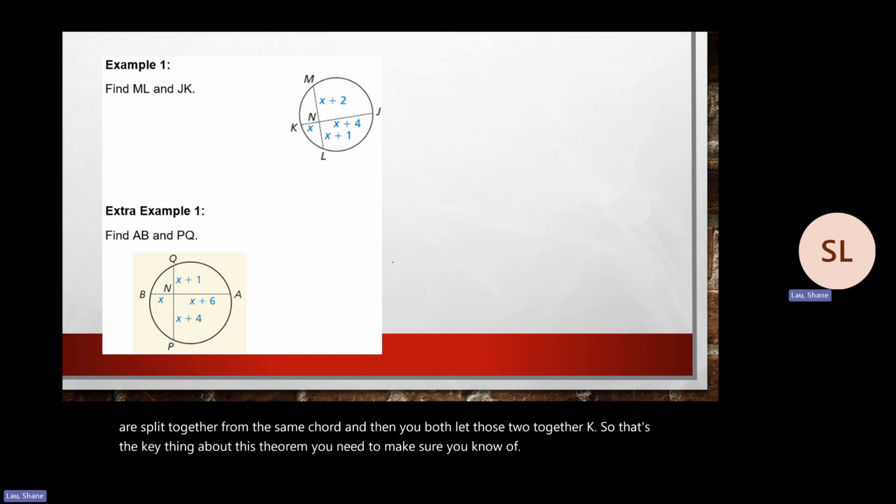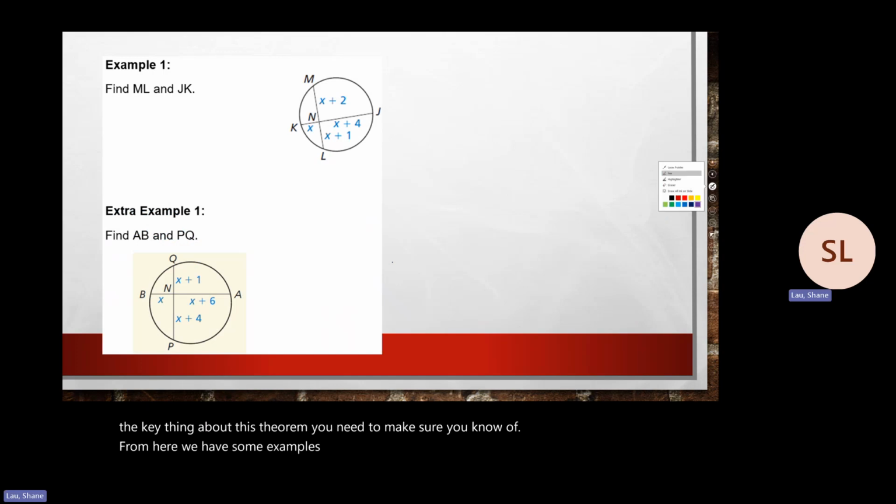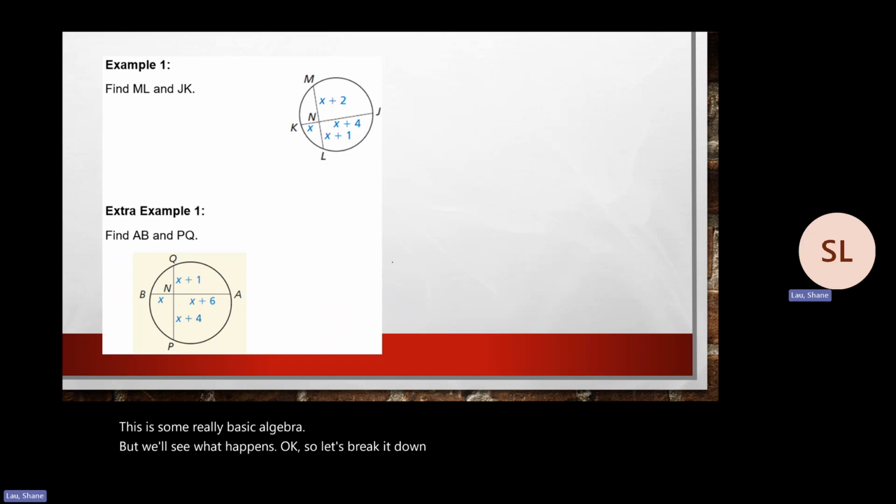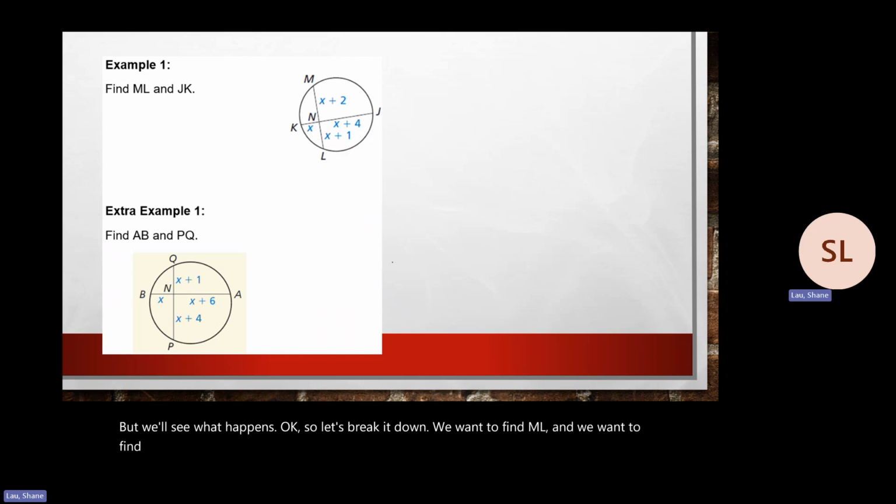From here, we have some examples. I hope that a lot of these examples are somewhat easy. Okay, this is some really basic algebra, but we'll see what happens. So let's break it down. We want to find ML and we want to find JK. Well, in order to find ML and JK, we need to find the individual segments of the chord. So we get MN and NL.